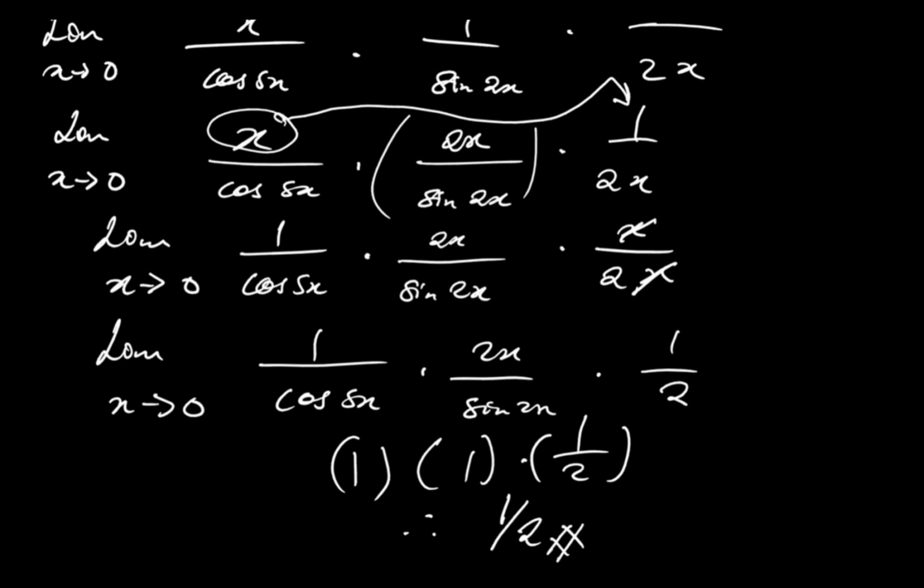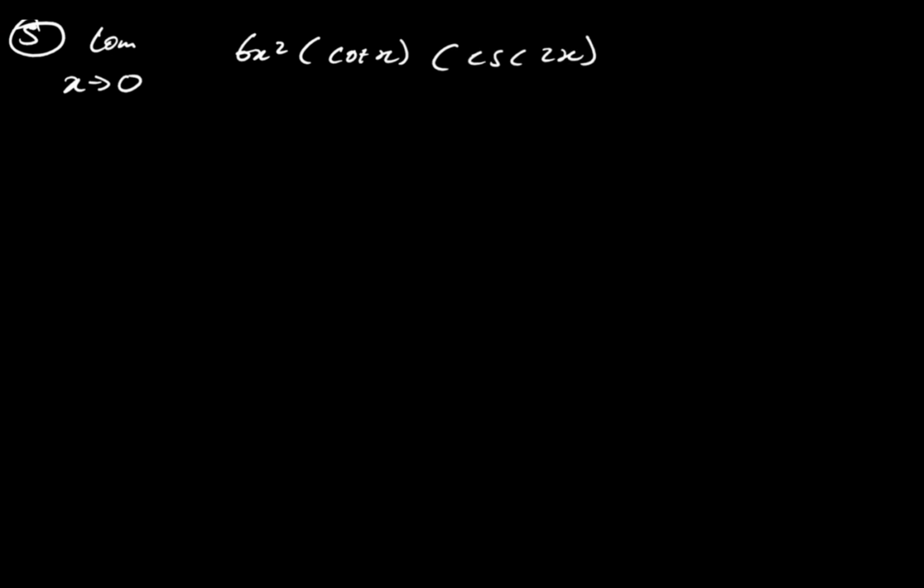Yeah, so this is how you go about solving questions involving trig functions on limits. The key is just to manipulate. If you can manipulate your work, then you are safe. So we'll just look at the last example, which will be the limit as x approaches 0 of 6x squared cot x cosecant of 2x, like that. All we're going to do is manipulate this in a manner that we can understand.